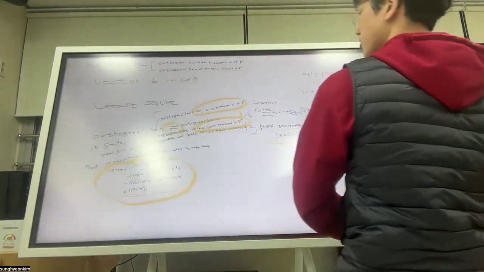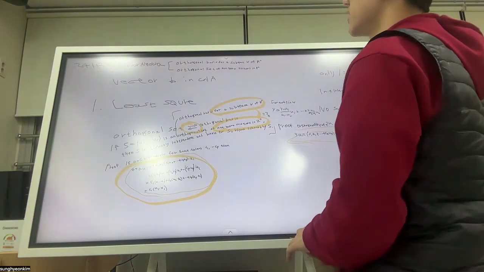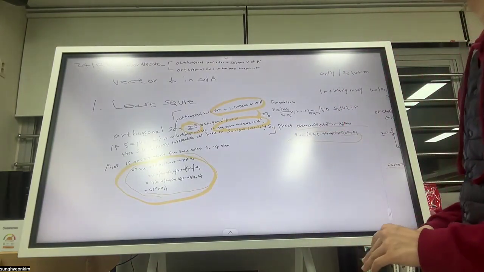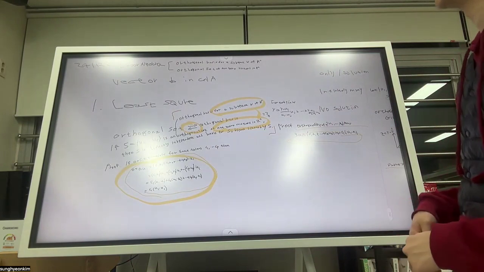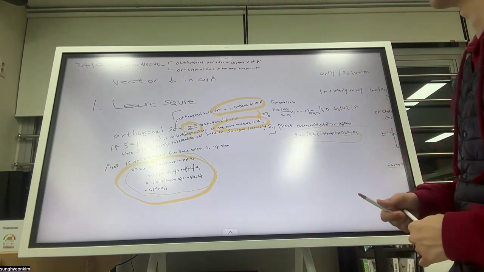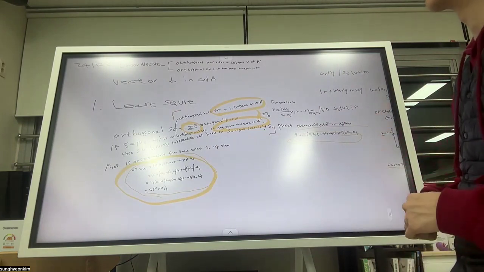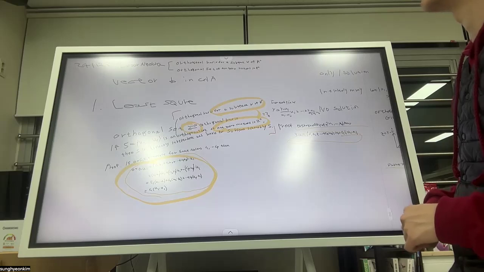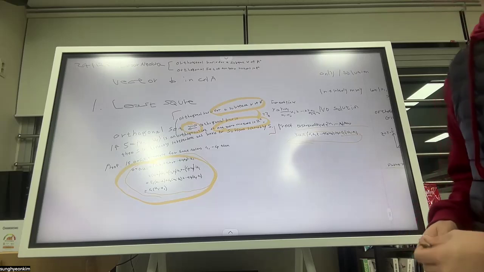Orthonormal matrices with their properties and these things. The most important thing here is the proposition: an orthogonal basis for a subspace W of Rn, and also an orthogonal set of non-zero vectors in Rn, will be among the most important things.